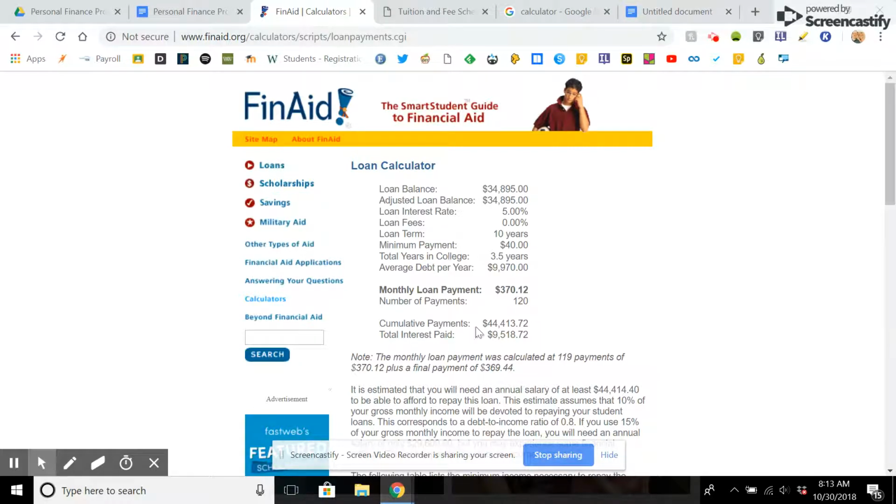So that right there, $370.12, that's the number that you have to figure out and put into your personal finance project. So you would just take that number and you would say, okay, I'm going to have 5% interest. I'm going to pay on it for 10 years, and it's going to be $370.12 per month. Okay? I hope this helps.